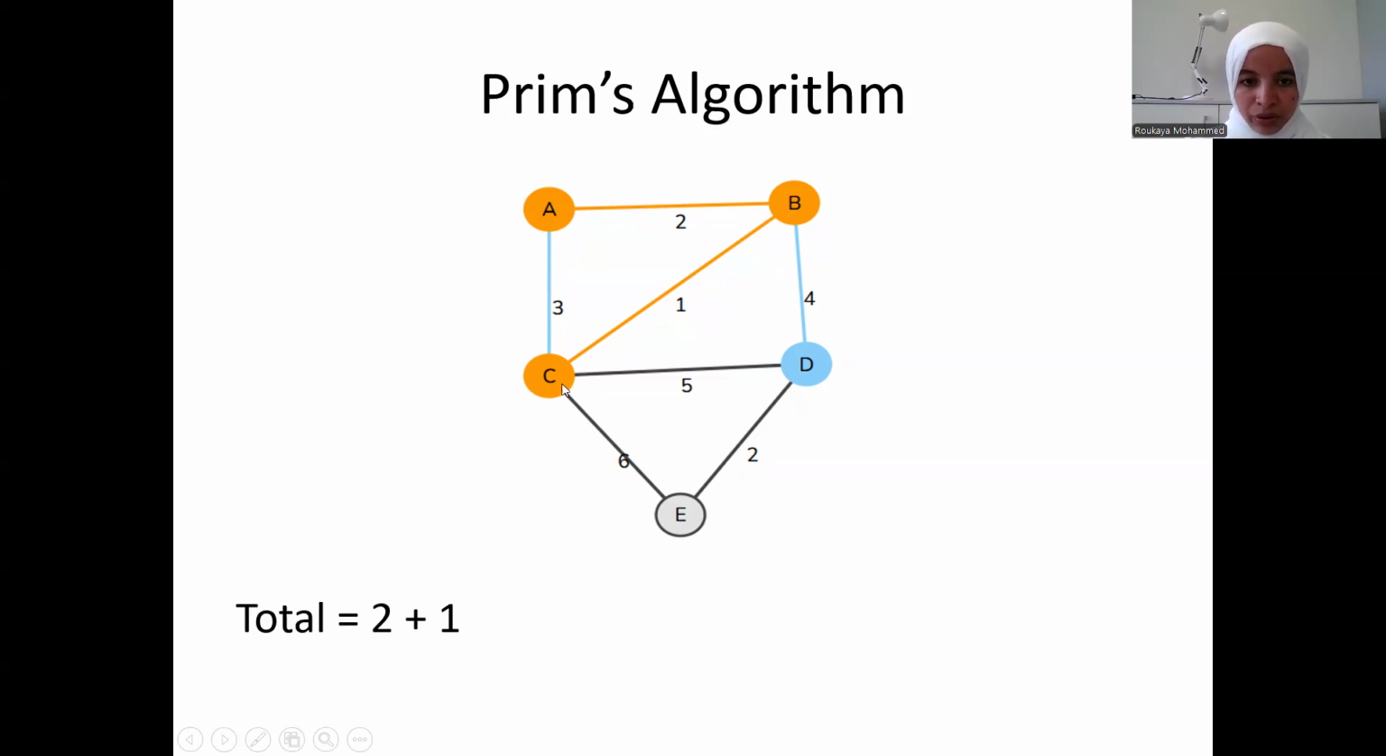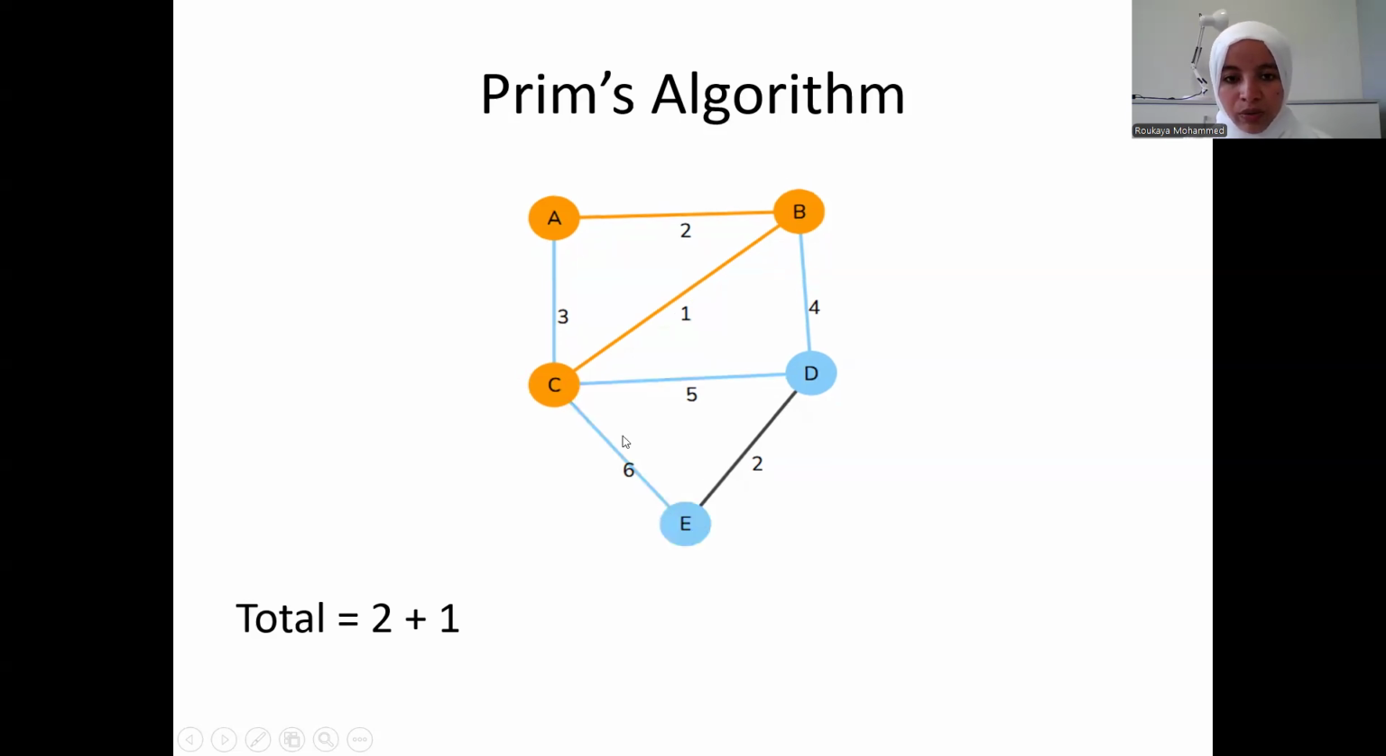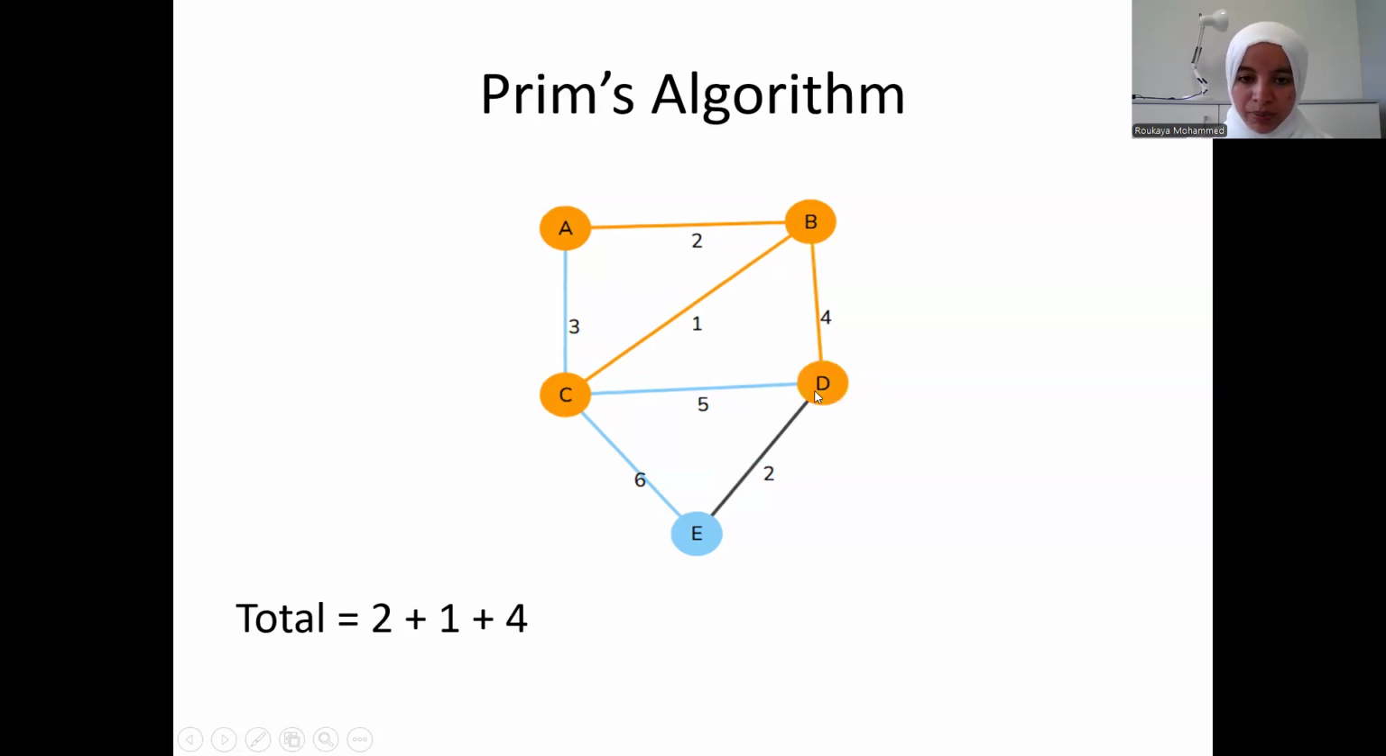We have these new edges, CD 5 and CE 6. So now out of these highlighted edges, what is the minimal one? It's this one. Does it connect us to a new vertex? No, it doesn't. So we are going to skip it. We don't need it. So we're going to go to this edge 4 that connects B and D. Does it connect me to a new vertex? Yes, we take it and we add D to our MST and expand its edges.